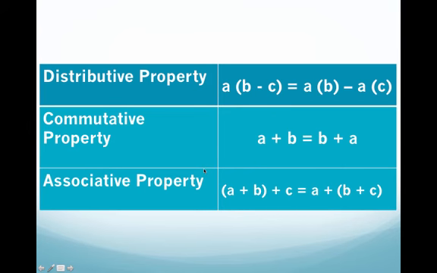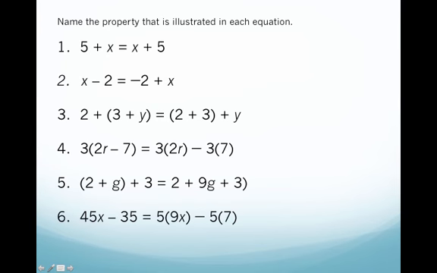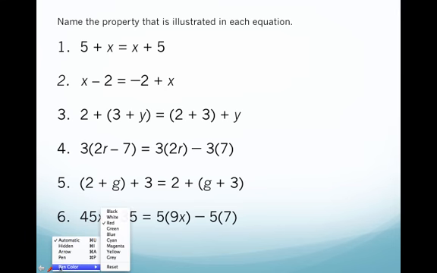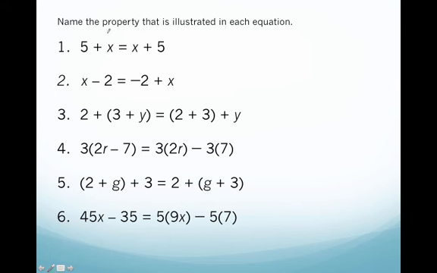Distributive property. I've got A times the quantity B minus C, which is A times B, minus A times C. The commutative property, remember we can move things around. We've got A plus B is the same as B plus A. Oops, sorry about that. I'm going to get this down one of these days. And determine what property we used here. All right, 5 plus x equals x plus 5. We've used the commutative property.